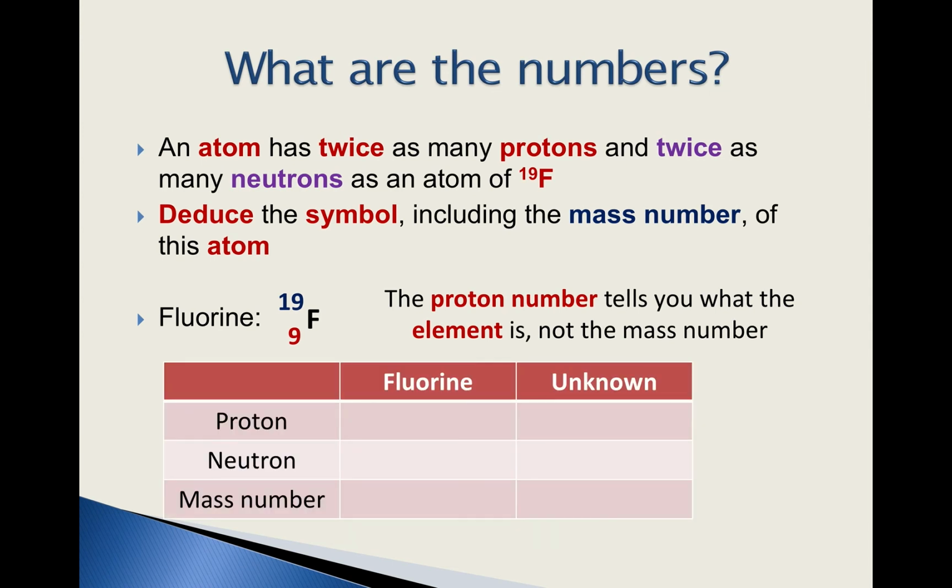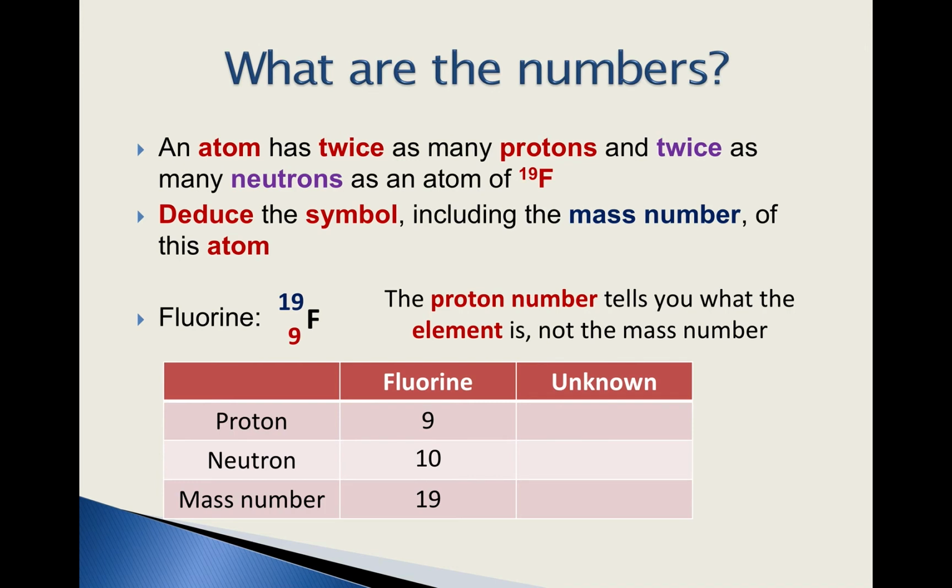If you draw a table where you put fluorine, and a column with an unknown element, and you write proton, neutron, and mass number, you can easily identify what the unknown element is. The number of protons has been taken from the periodic table, which is 9 for fluorine. The number of neutrons is the difference between the mass number, the top number, and the number of protons, which in this case is 10.